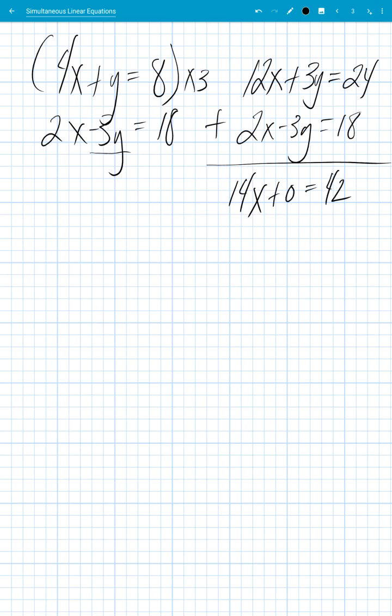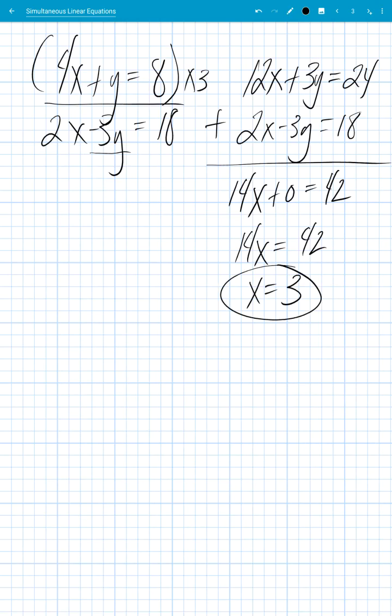Well, that looks familiar from before. This gives me 14x is equal to 42. x is equal to 3. Now I do the exact same thing I did before by taking this result and plugging it into either one of these equations. And I've already done that, and I found out here if I plug it into this equation, I get 12 plus y equals 8. So y is equal to negative 4. And I get the answer that way.